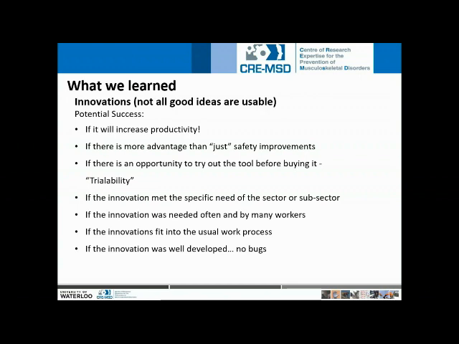The innovation has to meet the specific needs of the subsector. The innovation was needed often and by many workers. So where we fell down on the ladder racks was that it wasn't something they were using all day long. If the innovation fits into the usual work process, it will probably be more accepted. And finally, if there's any bugs in the innovation, people will dismiss it. They'll probably try it a few times and then give up and go back to their traditional methods.